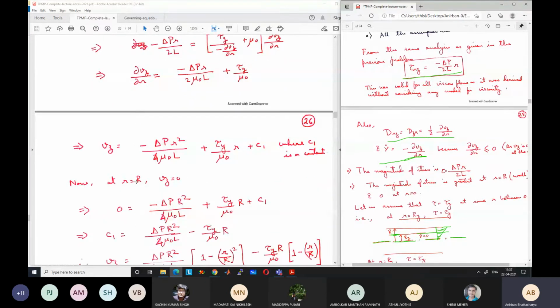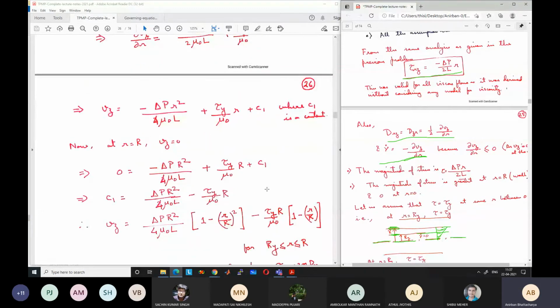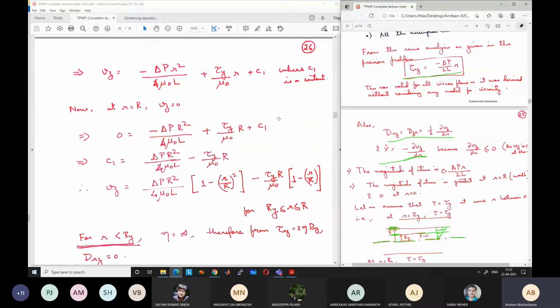So if we replace that boundary condition, 0 is equal to minus ΔP capital R square by 4 μ0 L plus τ_y by μ0 R plus c1. So from this you will get the constant c1. c1 is equal to ΔP capital R square by 4 μ0 L minus τ_y by μ0 capital R. Okay, so replace this c1 in this expression, you get the final expression of Vz. You have to do this by hand, it's just a simple algebraic calculation.